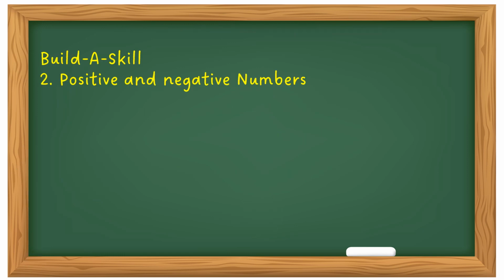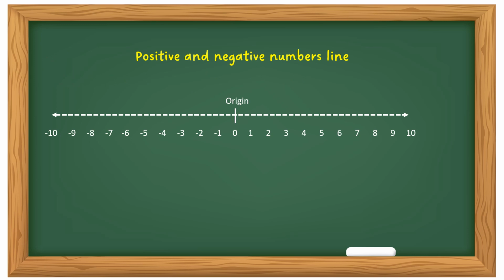Let's look at skill 2, positive and negative numbers. Now let me introduce you to positive and negative number lines, as you can see how it's laid out. To the right of the 0, which is the origin, you have positive numbers. This is what we recognize with whole numbers. You can see there's no symbol in front of them, so we generally class these as positive numbers.